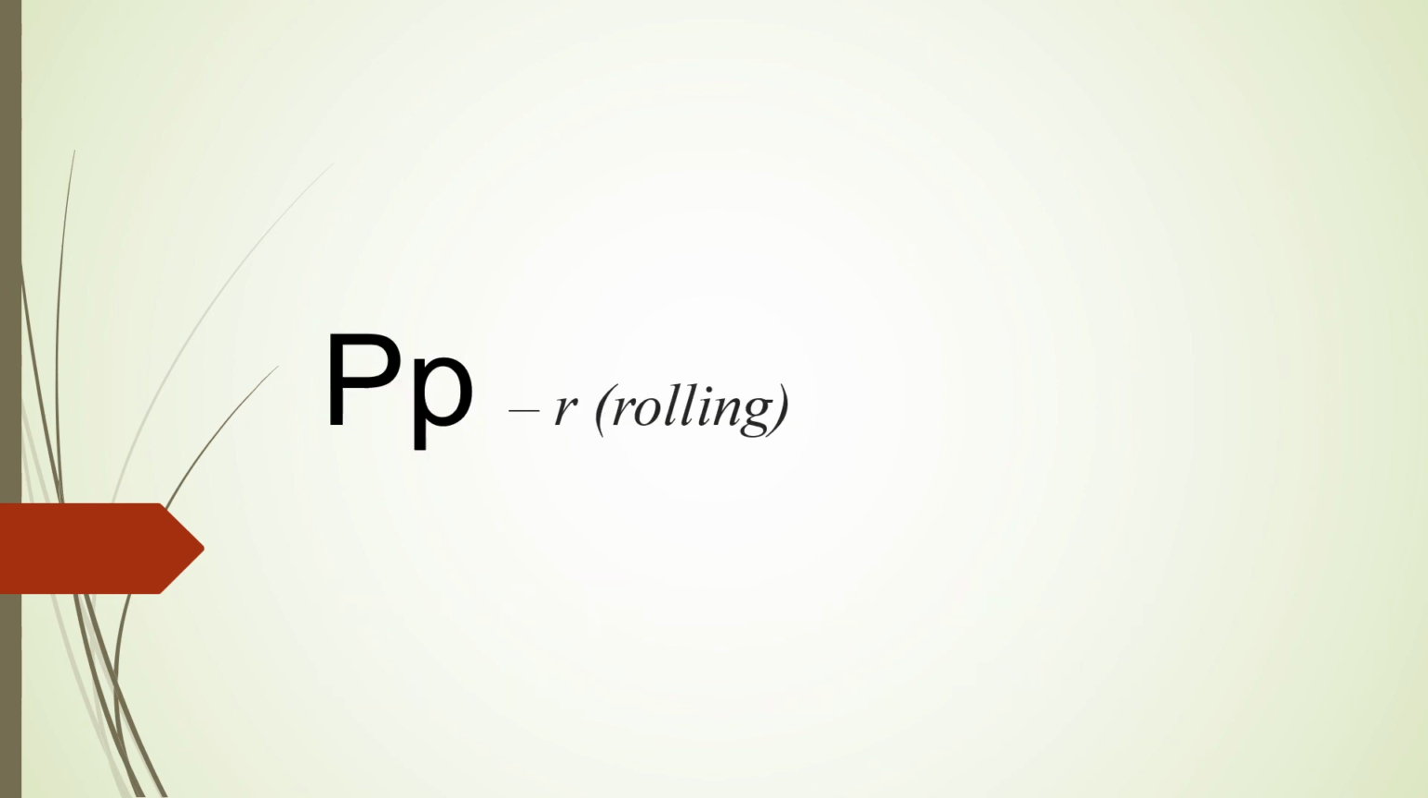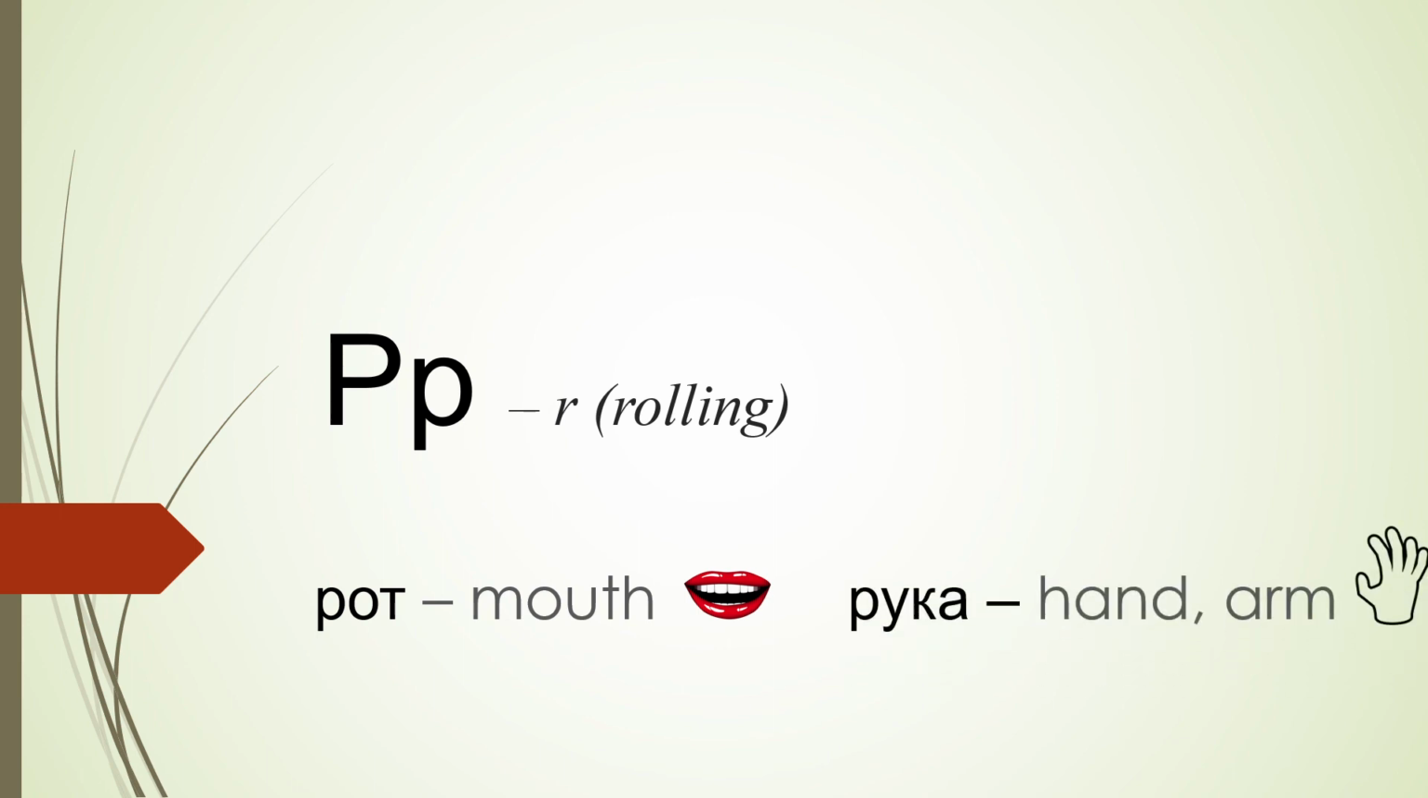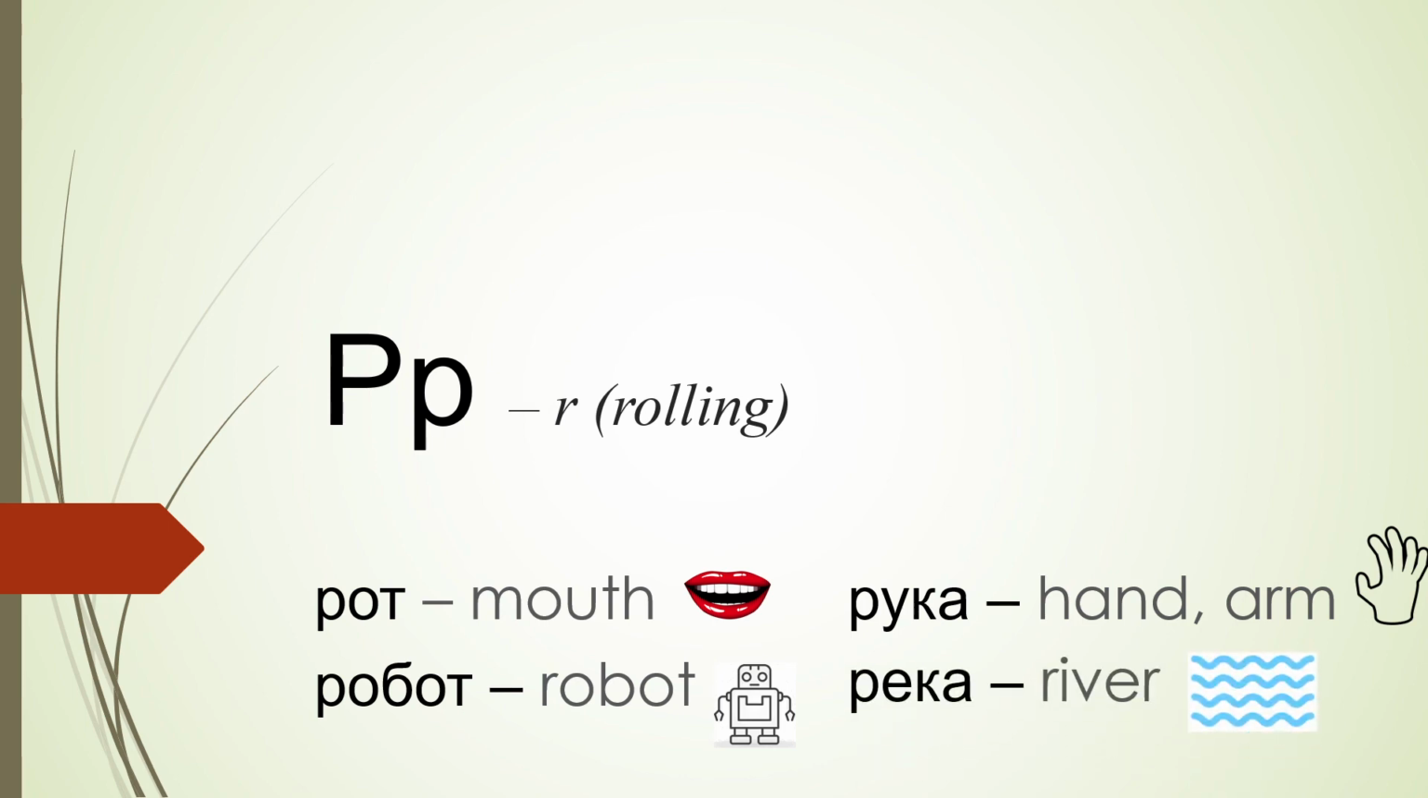Okay, third of the confusing letters. This is R, the rolling R. So some examples, рот, which means mouth. Рука, which means hand or arm. Робот, which is just like it sounds, robot. And then the last example, река, which means river.